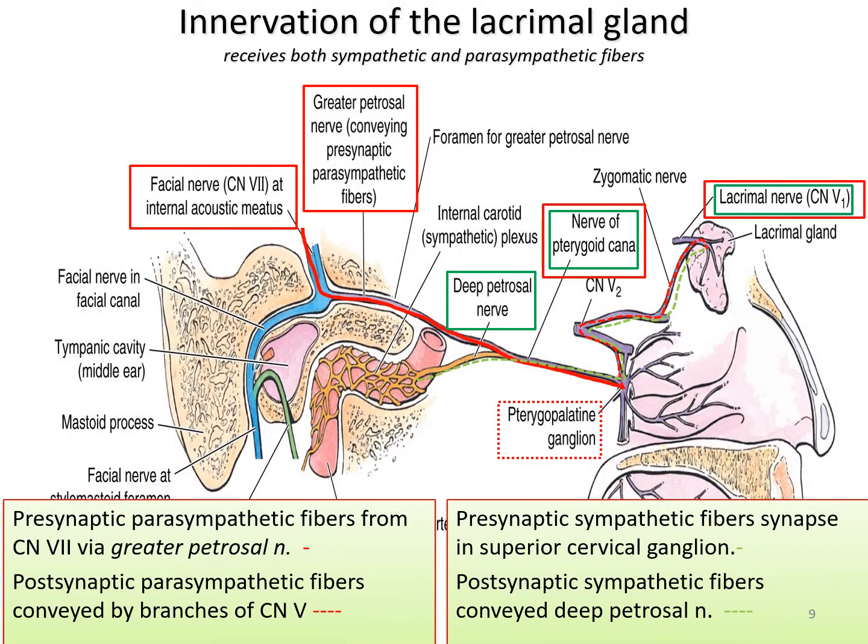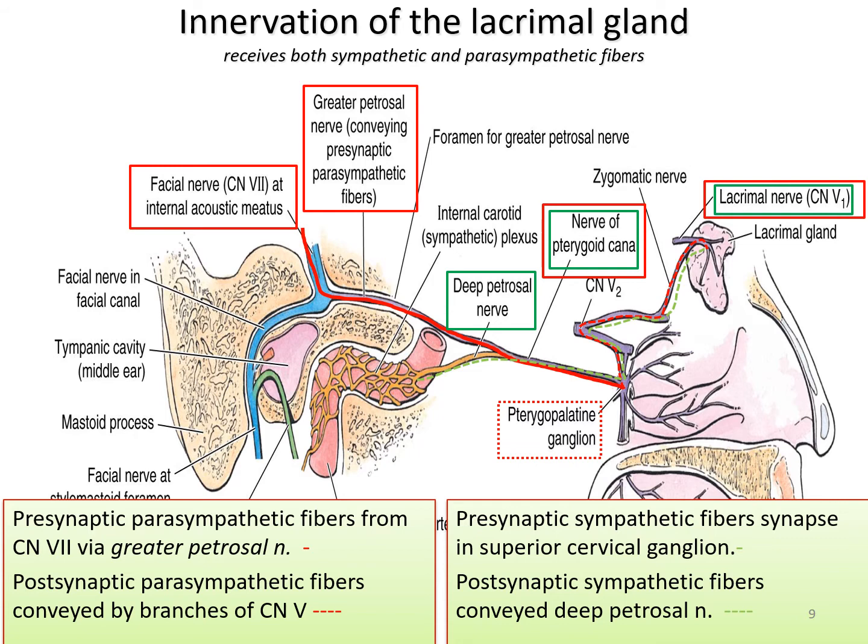Boom. Innervation of the lacrimal gland, hashtag really important, okay? Your presynaptic parasympathetic fibers are going to be coming from cranial nerve number 7 via the greater petrosal nerve. Yeah, that will carry presynaptic parasympathetic fibers. The postsynaptic parasympathetic fibers are going to be conveyed by branches of cranial nerve number 5.